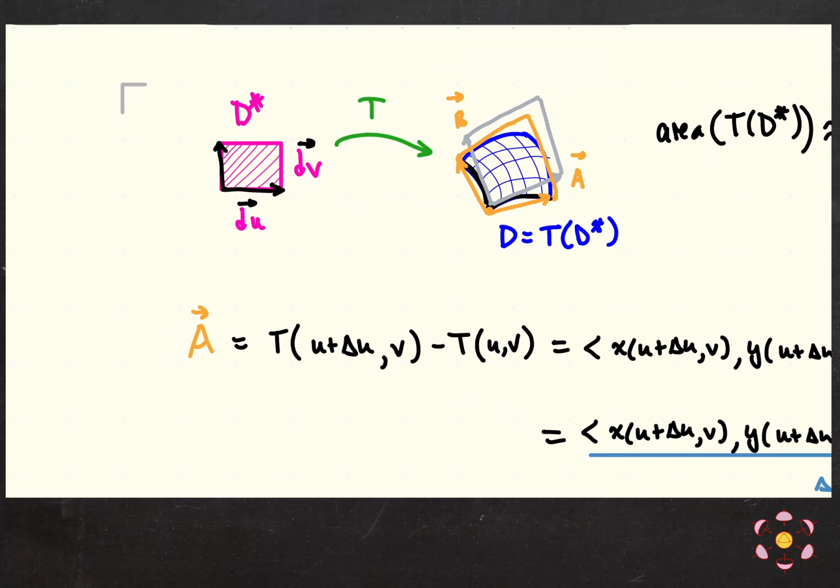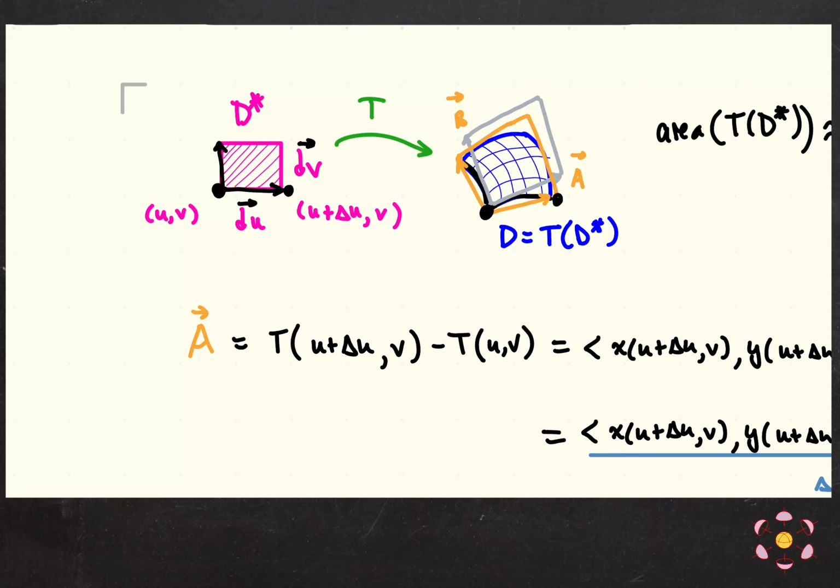Now, let's go through A carefully here. I'm going to start at a point here, and A will just be the difference between those two endpoints. So let me do this. We're going to start off at a point (u, v) over here. The v's are going to be exactly the same, but the u will move a little bit. So I'll call it (u + delta u, v).